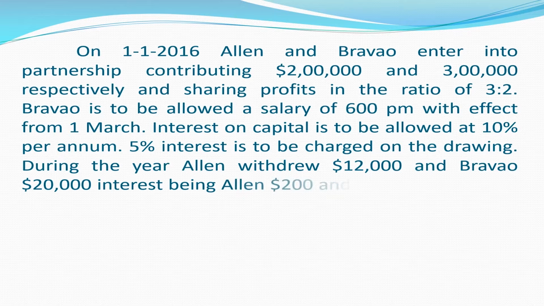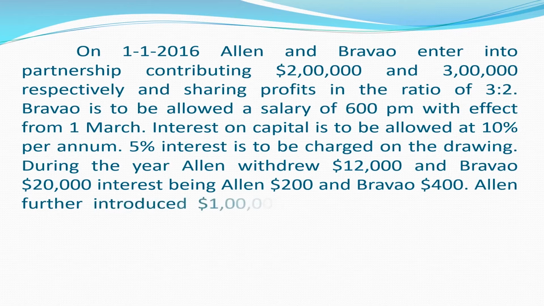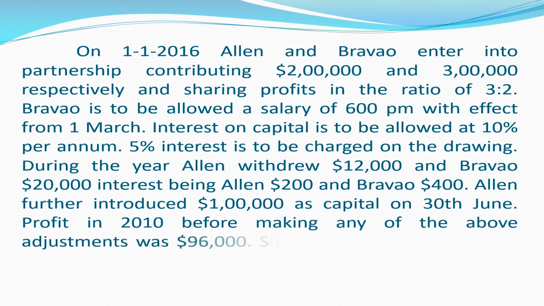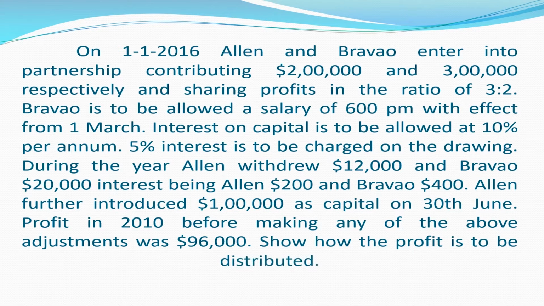Interest on capital is to be allowed at 10% per annum. 5% interest is to be charged on drawings, and during the year Allen withdrew $12,000 and Bravo $20,000. Interest being Allen $200 and Bravo $400.